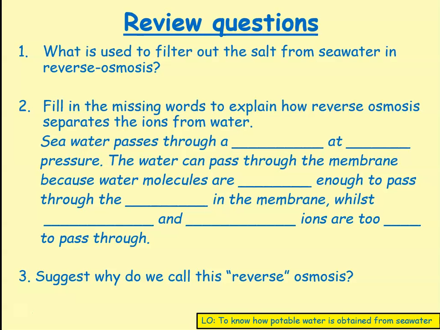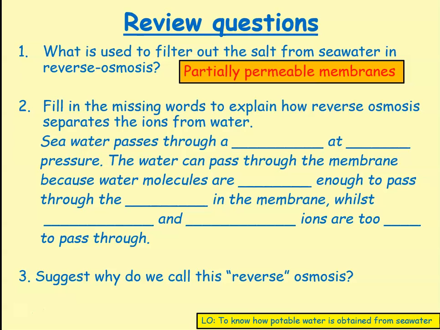Okay, so question 1. What's used to filter out the salt from seawater in reverse osmosis? In this case, we would use what's called a partially permeable membrane. Permeable means things can pass through there. Partially means some things pass through, some things get trapped. The partially permeable membrane we'll use in reverse osmosis will trap the salt but allow the water to go through.